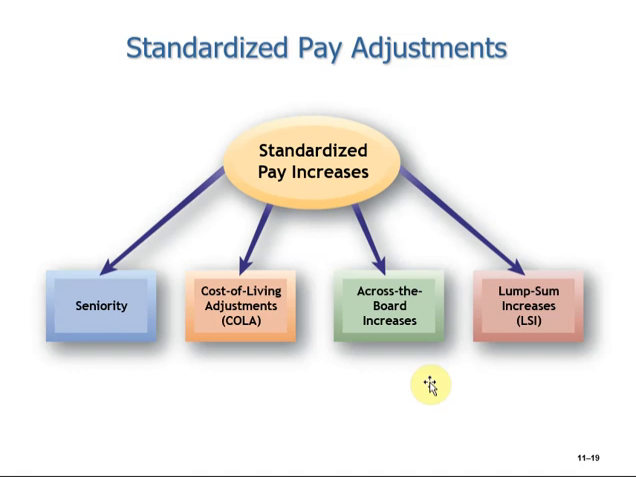Across the board increases: this is where we give a certain pay increase to everybody across the board, regardless of what position they're in. And then lump sum increases: this is where we give a one-time lump sum. Think of this like a sign-on bonus for persons coming into the organization for the first time.